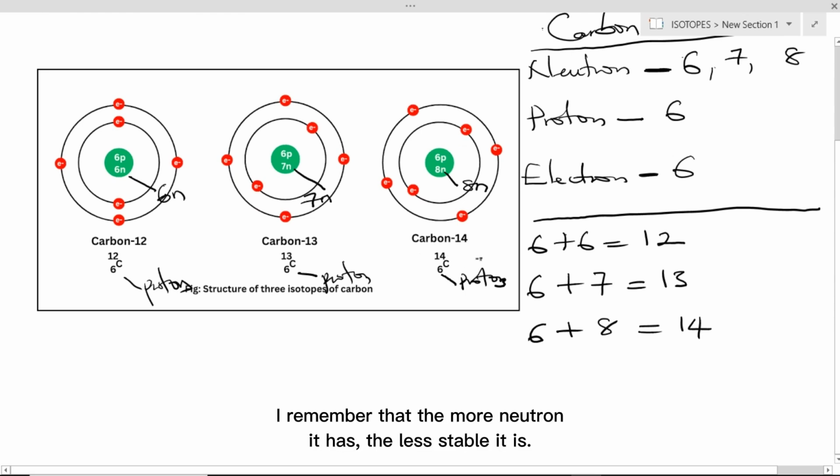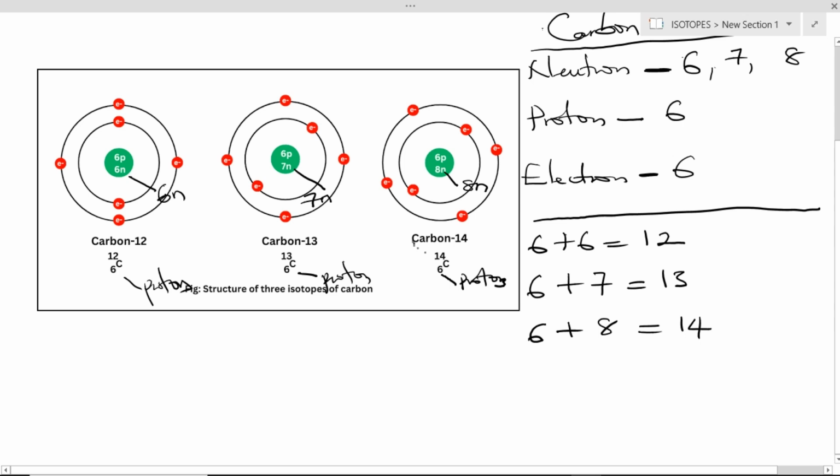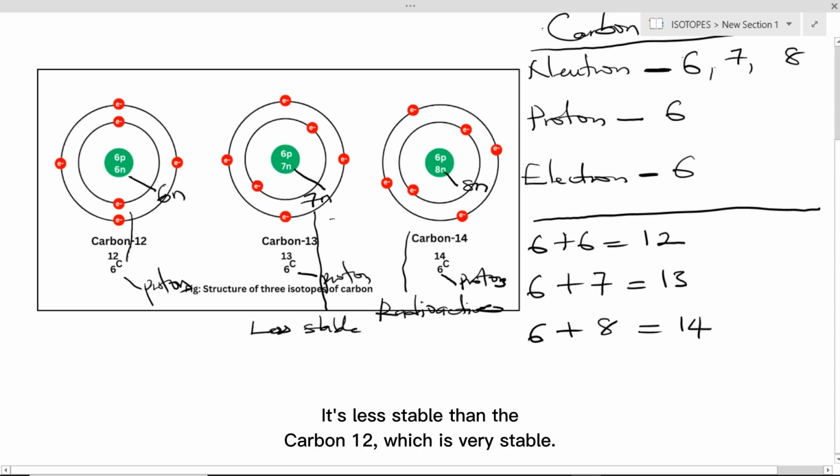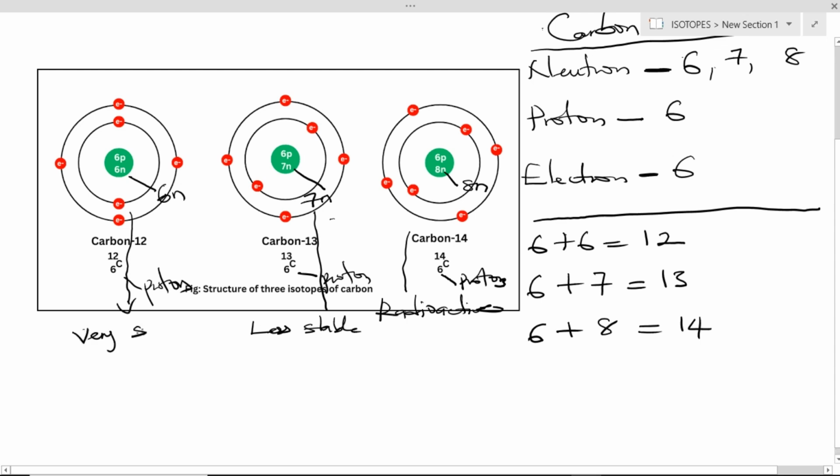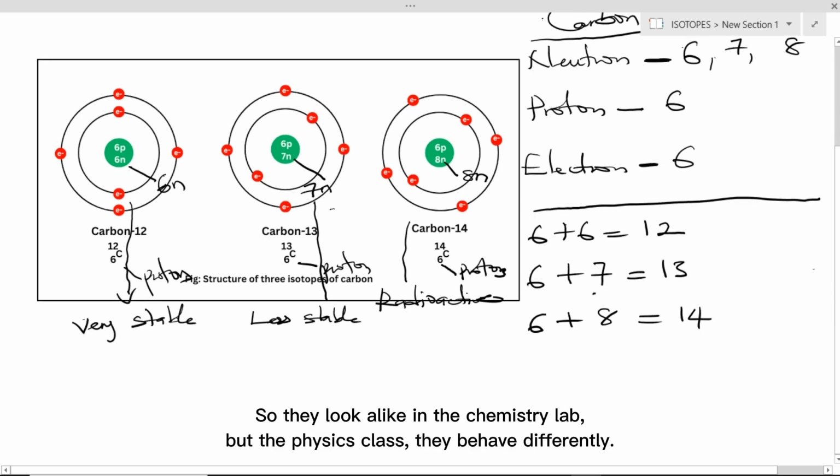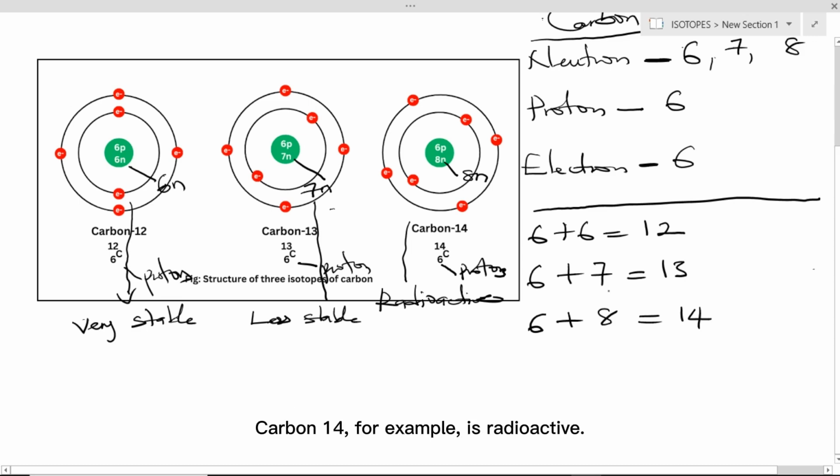And remember that the more neutrons it has, the less stable it is. For example, this one is radioactive. This one is, of course, less stable than the carbon 12, which is very stable. So they look alike in the chemistry class, but in physics class they behave differently. Carbon 14, for example, is radioactive, while carbon 12 is stable.